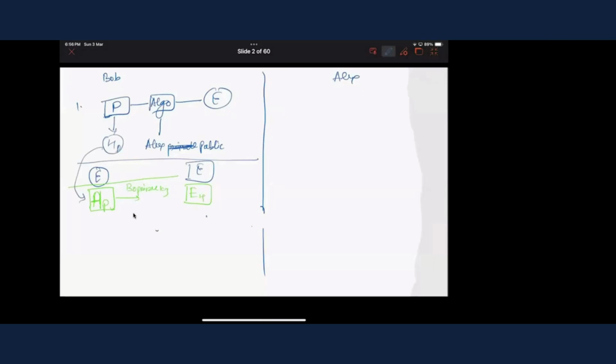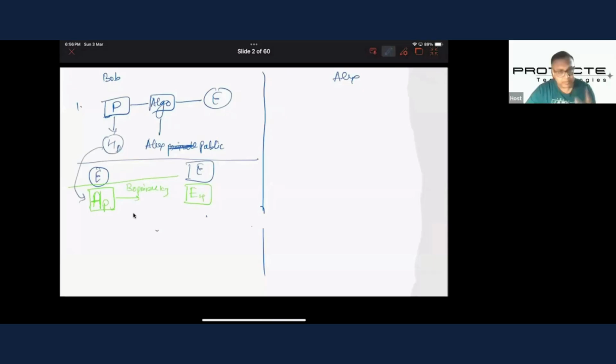Step 1, he has encrypted the message. Step 2, he has taken the hash of the original message. Step 3, he has encrypted the hash with his private key. And now he has sent this as a package to Alex.